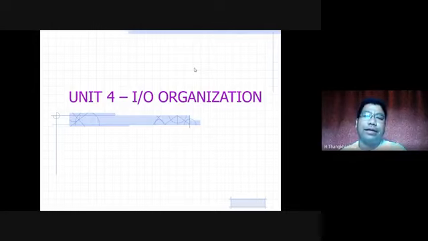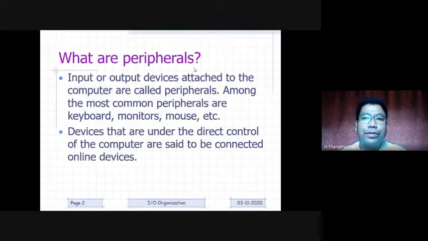Okay, let's get started now. First of all, you need to know what peripherals related to computer are. Have you ever heard about peripherals in computer? I hope so, right?